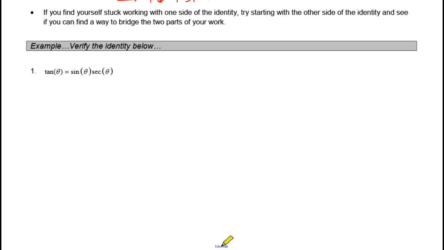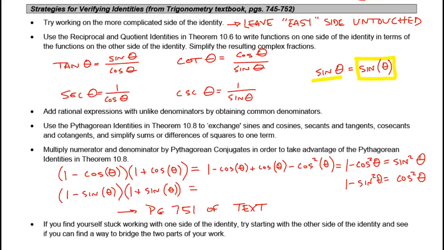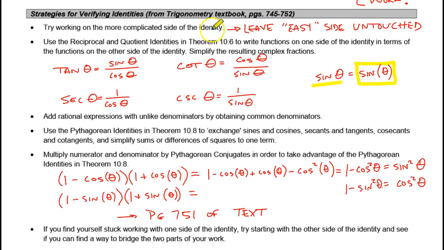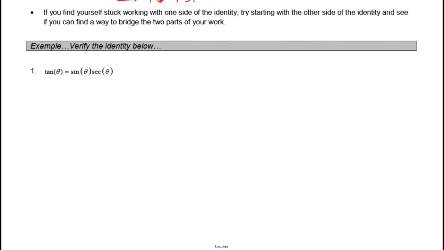So I mentioned earlier that there's no solving going on. We're just verifying that this statement is true. And we're going to pick one side of this equation to work on. And the suggestion was to try working on the more complicated side. So to me, the more complicated side looks like sine theta times secant theta. So what I'm going to do is work on that with what I know about trig and algebra and try to make it look like tan theta. Let's see what we can do here.